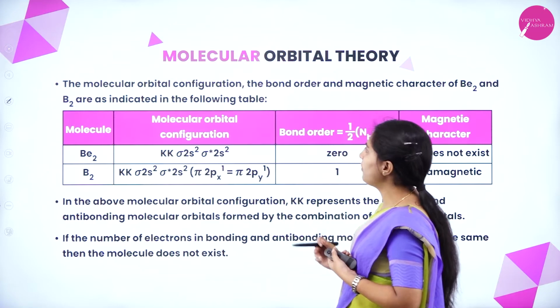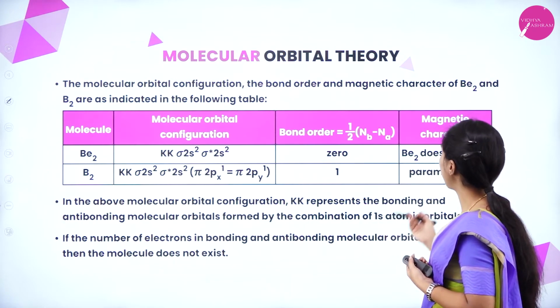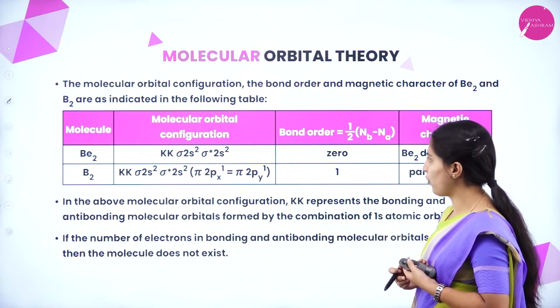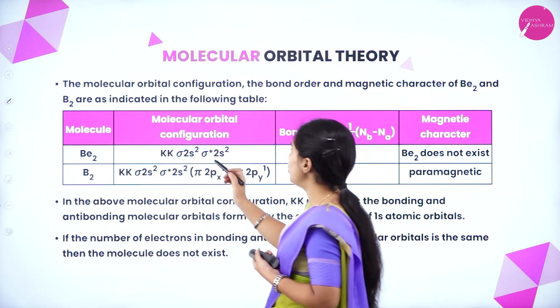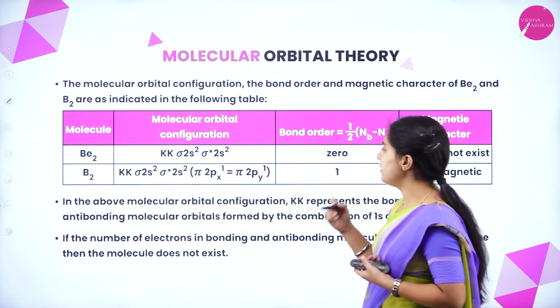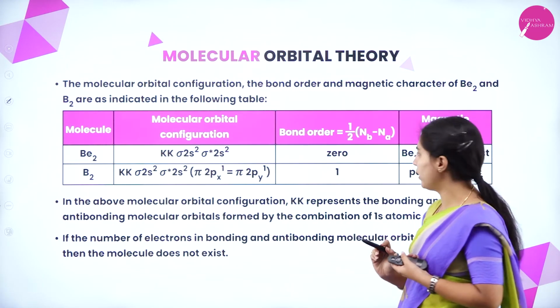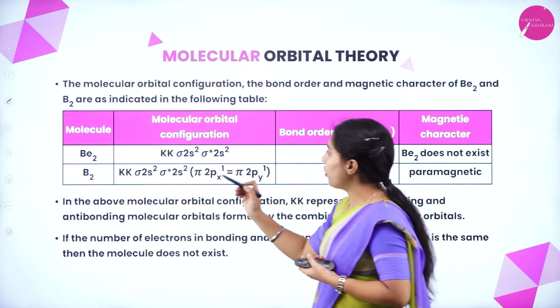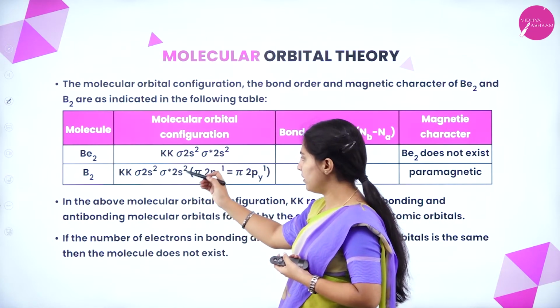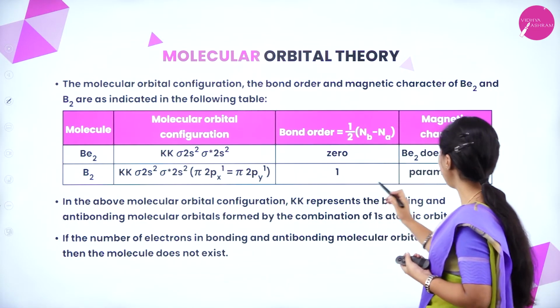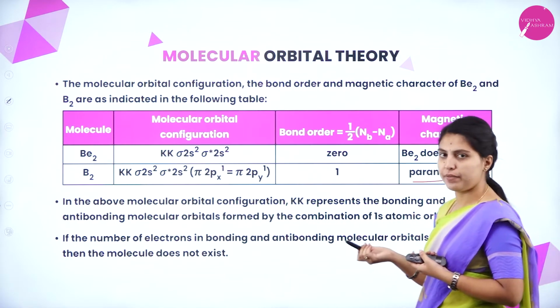The molecular orbital configuration, the bond order and the magnetic character of beryllium 2 and boron 2 are indicated in the following table. Beryllium 2, 2s2 and sigma star 2s2, bond order 0. That molecule also does not exist. Boron 2 means 2s2, sigma star 2s2, 2px and 2py, that is bond order 1, paramagnetic in nature.